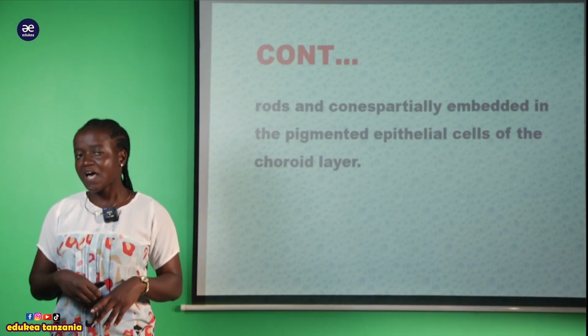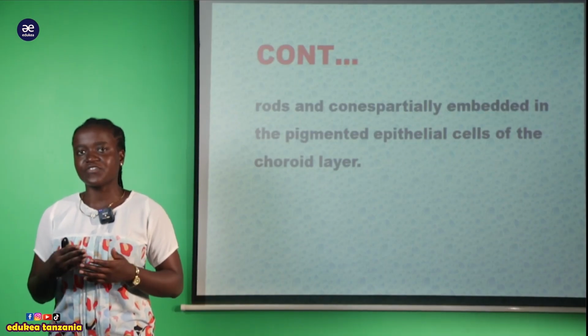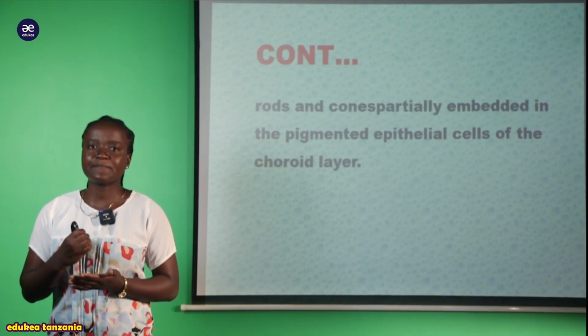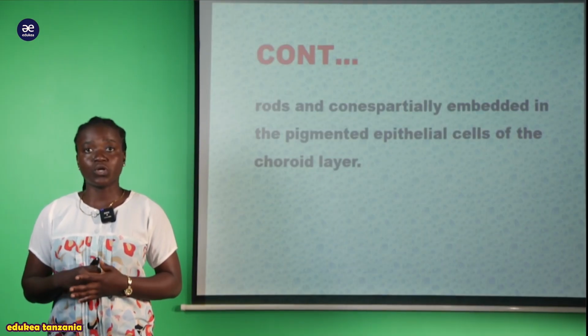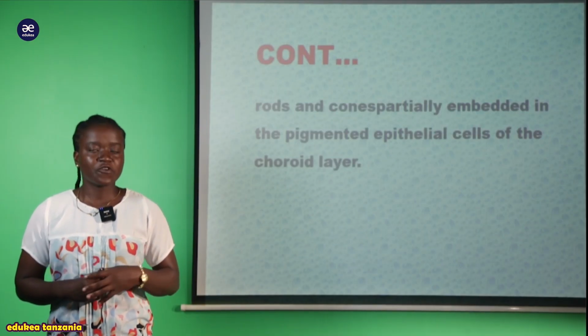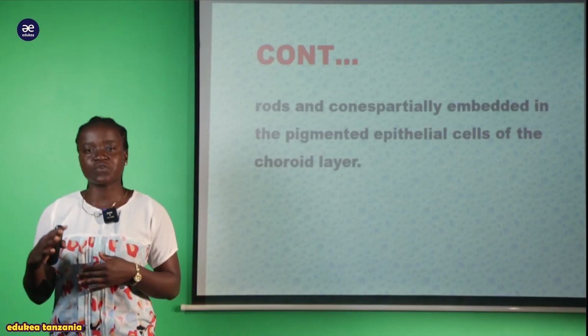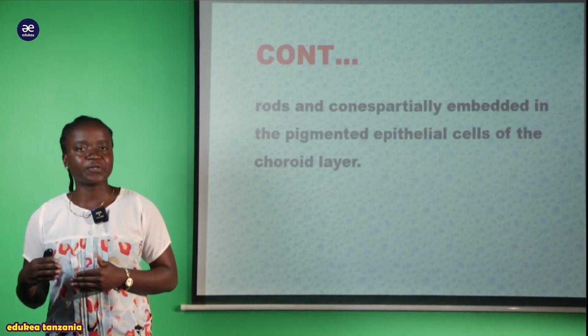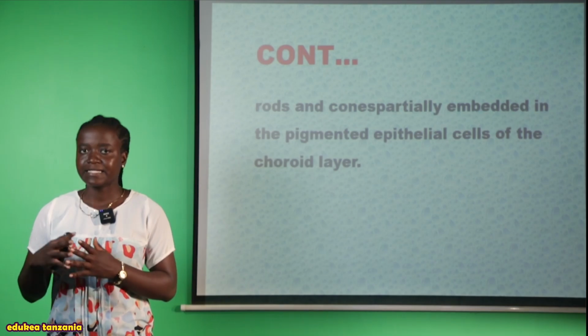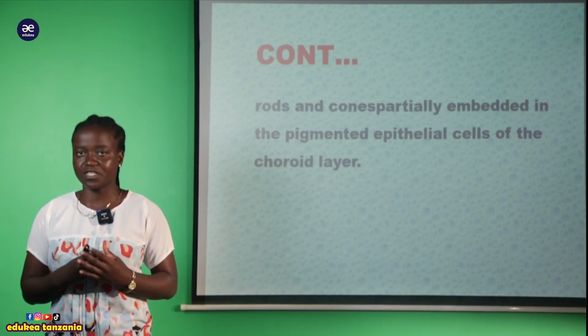So, though it is found within the outermost layer of the retina, lakini inapatikana au imejishikiza kwenye structure ambayo inaitwa choroid layer. So my student, for more clarification on this outer structure of the retina, we are going to see it later on in the next part of this session.